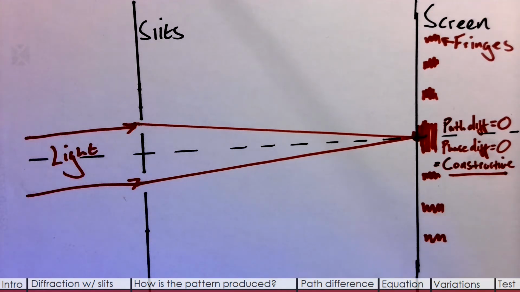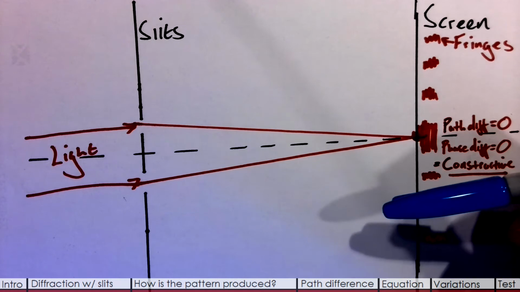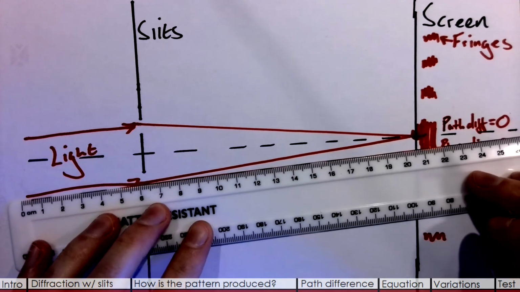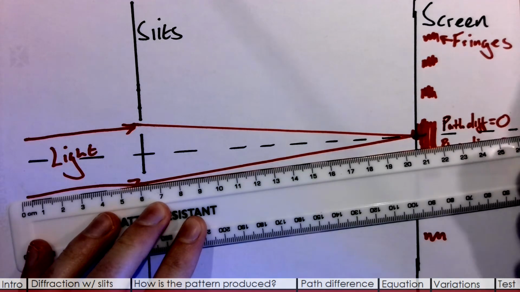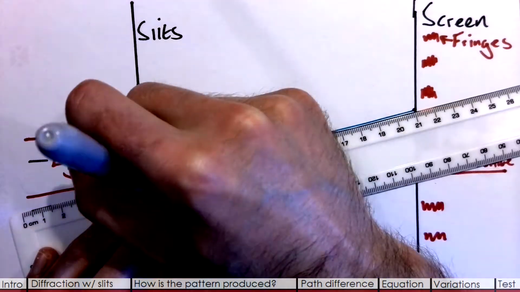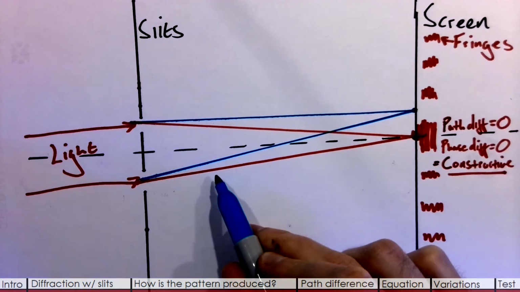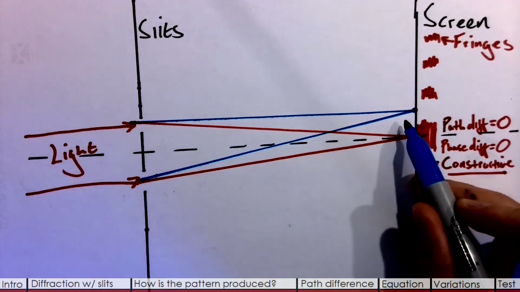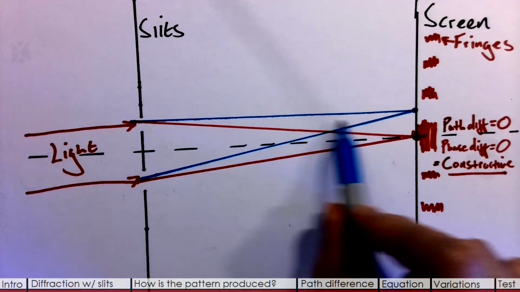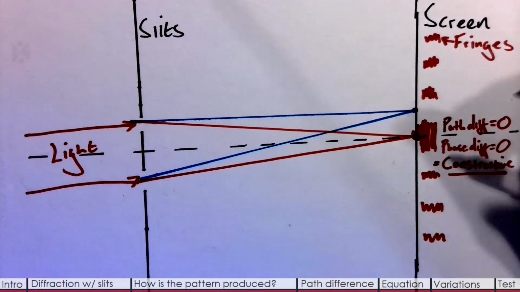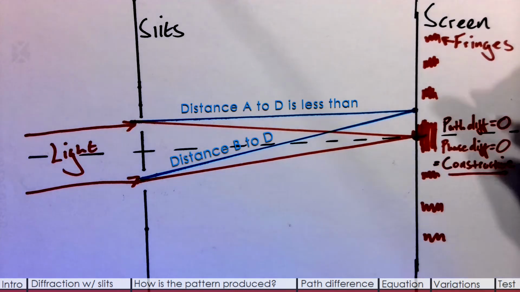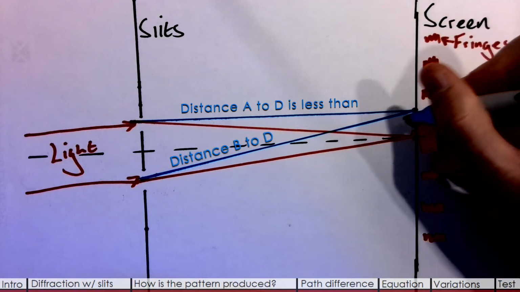Let's have a look at the next bit up. I'll do it in blue. If I take a wave from here, so they're coming from the same points of the slits, but instead I'm going to go to the dark fringe. Now hopefully you can see the wave from the bottom has kind of travelled along a hypotenuse of a triangle. This wave here has travelled in a straight line. So the wave coming from the bottom has travelled further than the wave at the top.